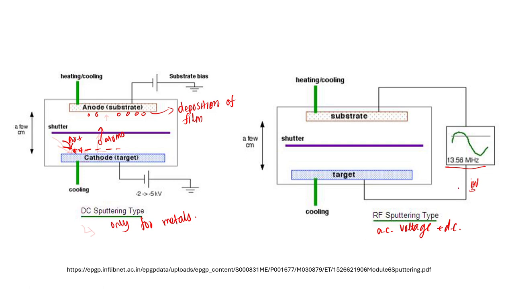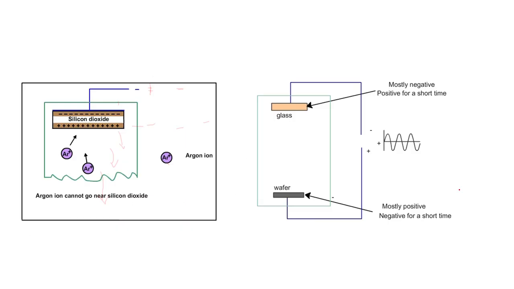Then what happens when we do DC sputtering of an insulator? If we have an insulator like this, which is our target, then when we give negative voltage here, negative charge will be formed on the plate here, and since it acts like a capacitor, positive charge will be formed here. Argon ions have to be attracted towards negative charge. If there is positive charge here, then repulsion will happen, and it will not get attracted towards the substrate.